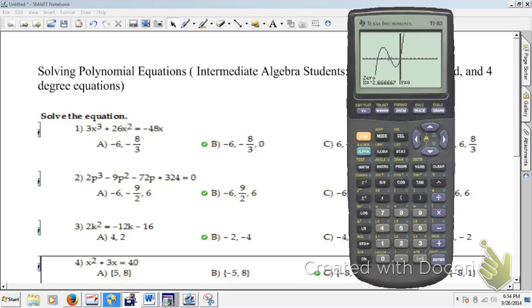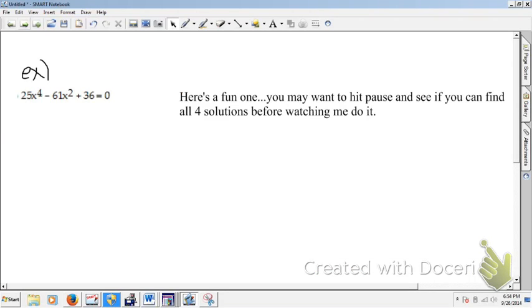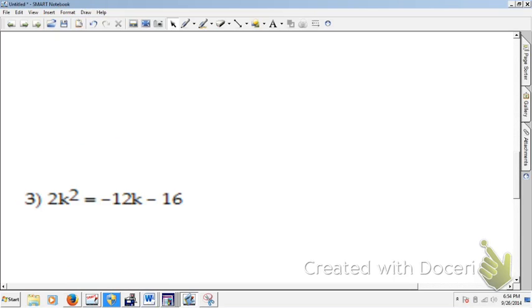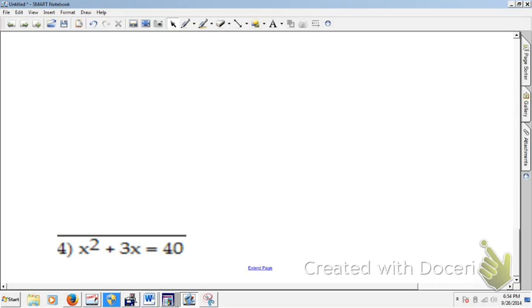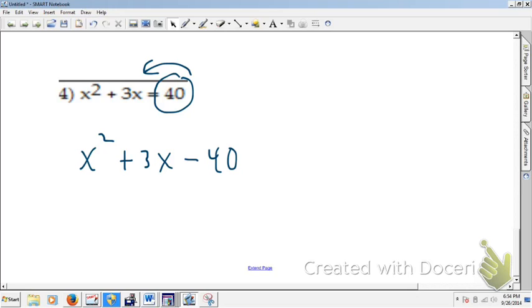All right. So let me go back to the final equation. We had done that one, so we're on the last one for today, number 4. Once again, take that 40, move it over. x squared plus 3x minus 40 equals 0. Get it in that nice standard form.